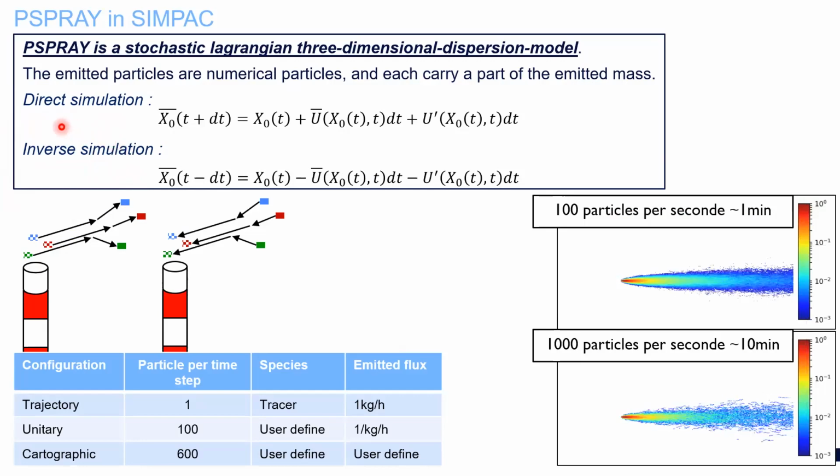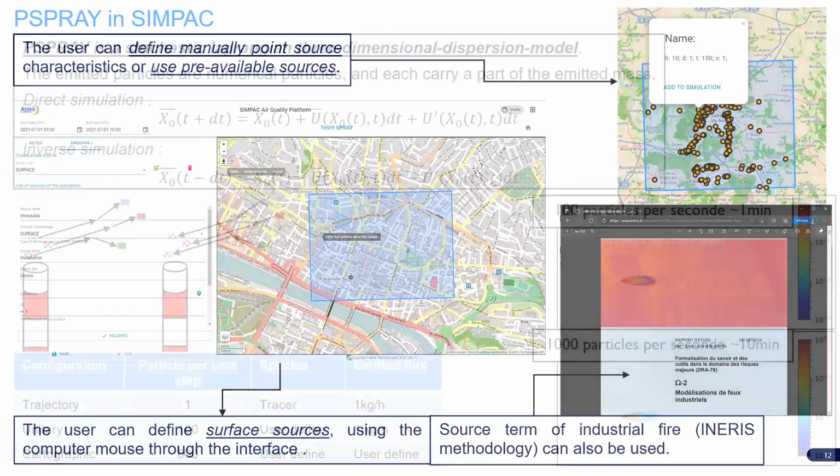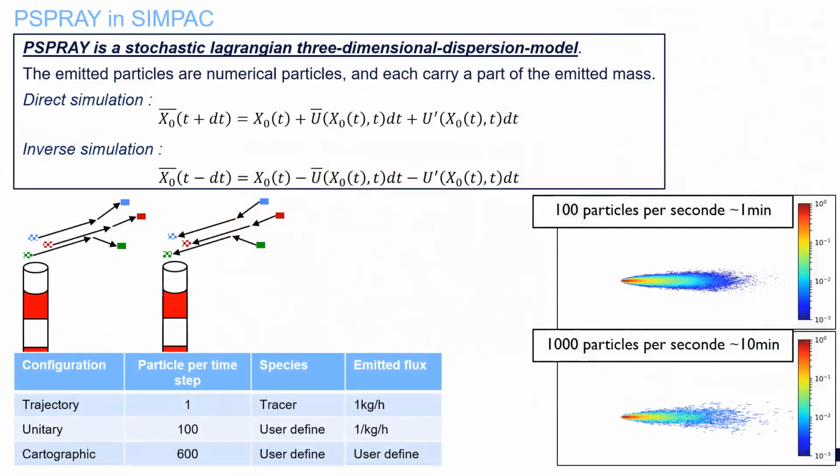So direct simulation or inverse simulation, meaning that the pollutants are transported, advected by the mean wind, to which we add some fluctuation in order to represent the turbulence.